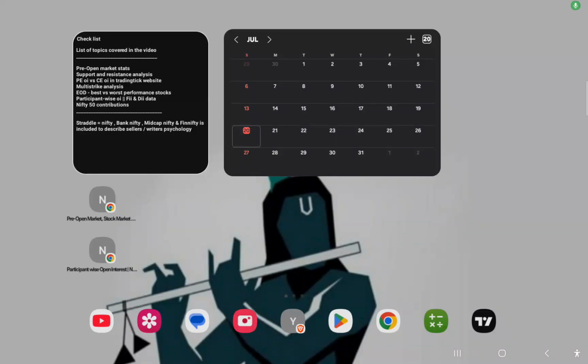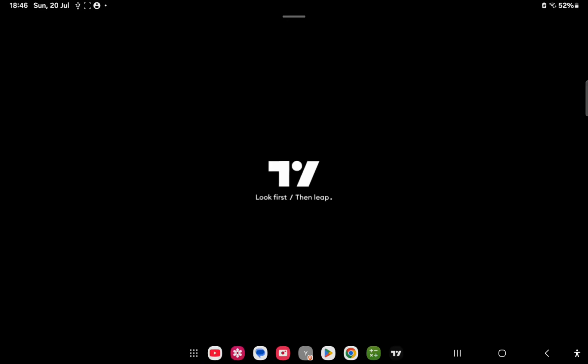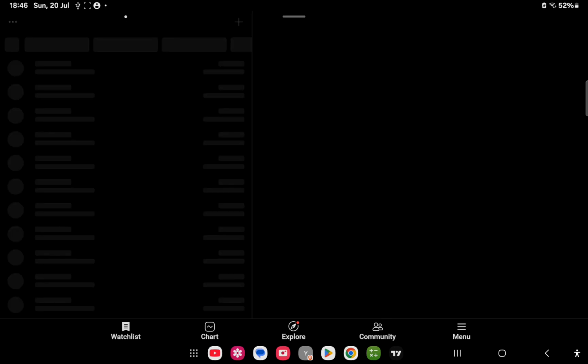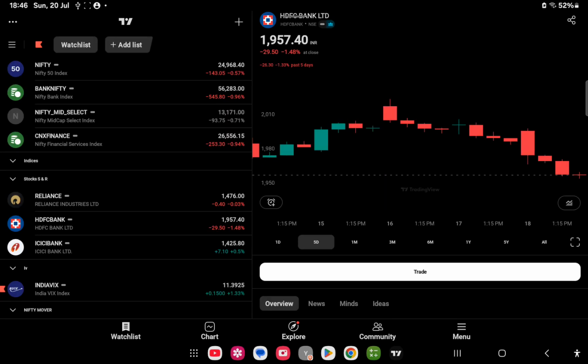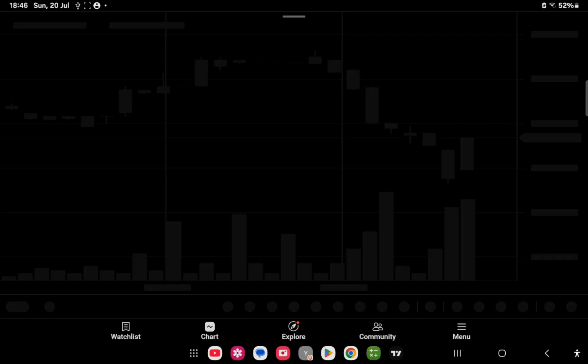So today we are going to see what happened last Friday, as well as price action. Okay, so we'll start with price action. I'm going to show you the price action for Nifty because Nifty is pretty predictable. So we'll start with Nifty price action.